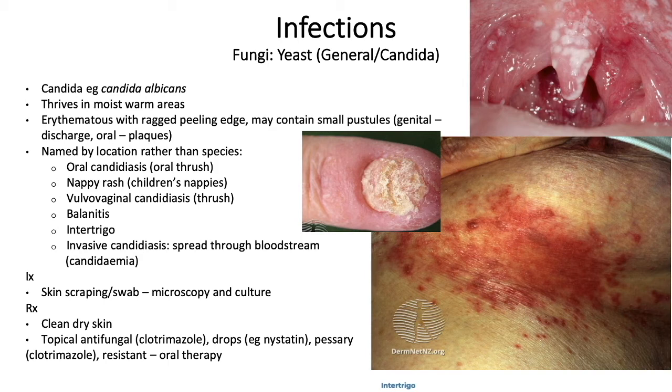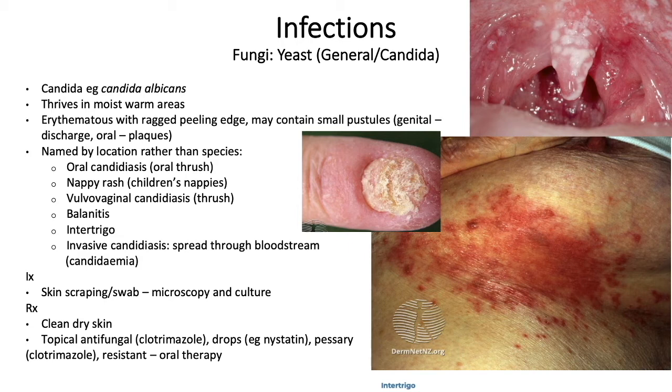Invasive candidiasis can lead to infection in the bloodstream, and that would be called candidemia. To investigate this infection, you'd carry out a skin scraping or a swab, and you'd send that for microscopy and culture. The scraping should be taken from the edge of the lesion, as this is where it's most likely to be positive. In terms of treatment, keeping skin clean and dry, and topical antifungals can be used like clotrimazole.